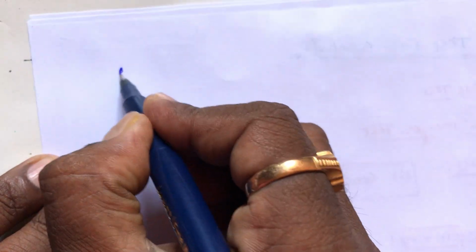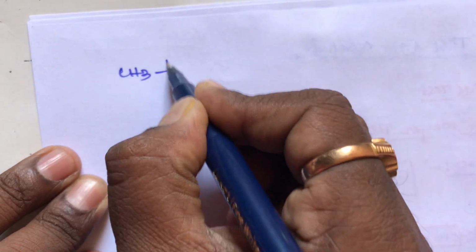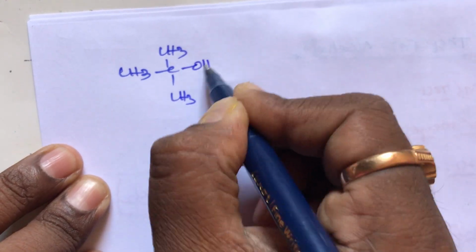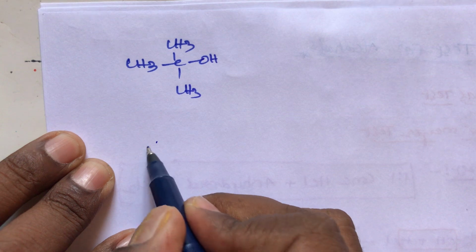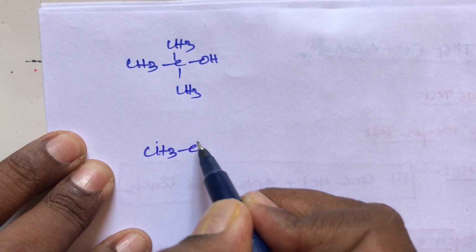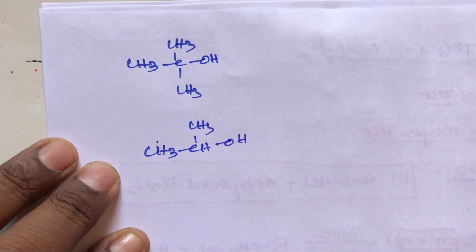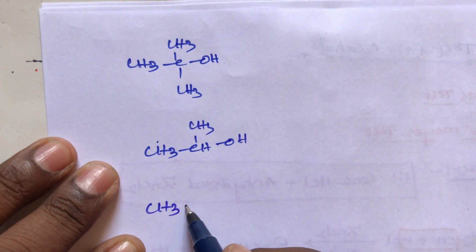For example, differences between primary, secondary, and tertiary alcohols. Now take the tertiary alcohol, CH3... This is tertiary alcohol, tertiary butyl alcohol. Now take the secondary alcohol example. Now take the primary alcohol example.